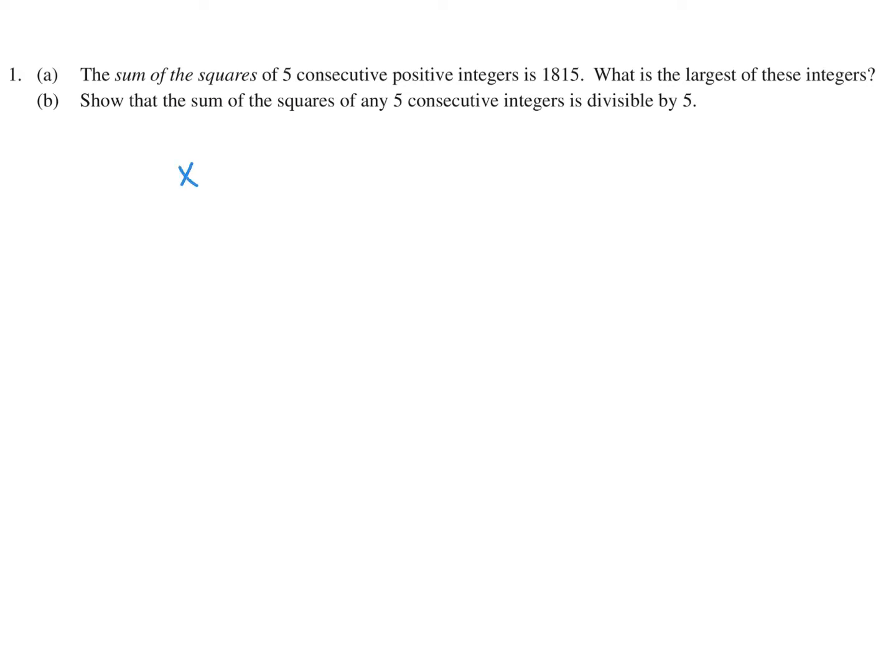5 consecutive integers would be x, x plus 1, x plus 2, x plus 3, and x plus 4, right? And they want you to find what is the largest. So the largest obviously is this one. But obviously we need to find x first. What is the value of x?